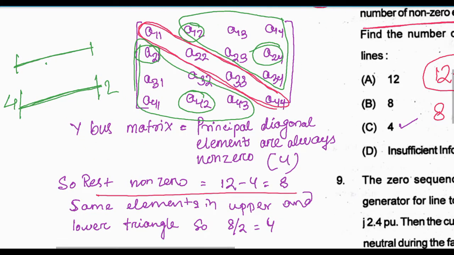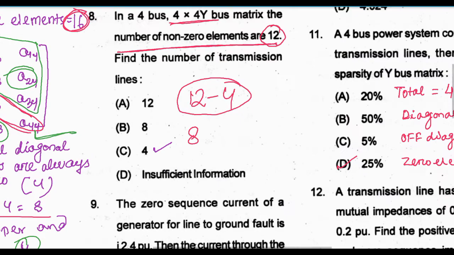So from 12 we first subtract the four diagonal elements, we get 8, and if we divide that 8 by 2, we get the number of transmission lines. So 8 by 2, which is equal to 4, is the number of transmission lines.